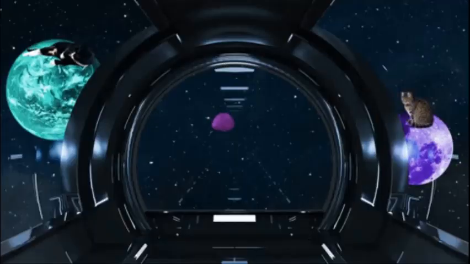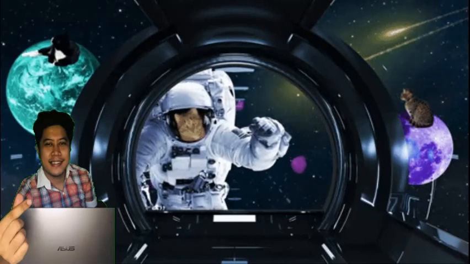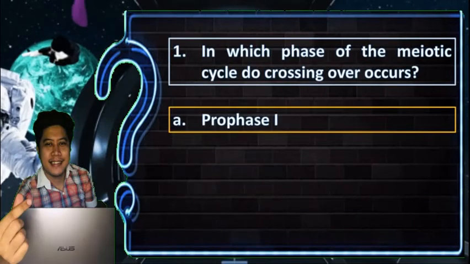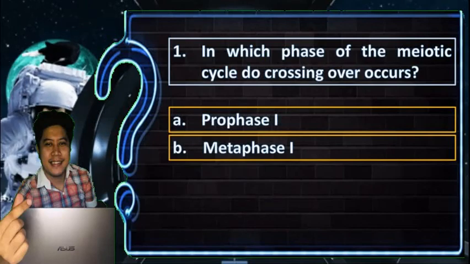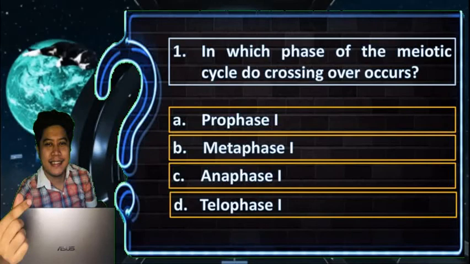Oh, I want you to get your pen and paper and let's see how much you have learned in today's lesson. It's quiz time! Our first question. In which phase of the meiotic cycle does crossing over occur? A. Prophase 1, B. Metaphase 1, C. Anaphase 1, D. Telophase 1. Timer starts now.